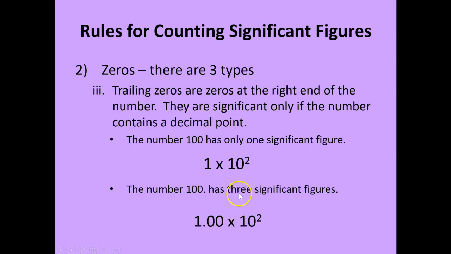What's the difference between them, really? They're both 100, right? But in the first case, we're saying we know it's 100 versus 0 or 200, whereas in the second case, we're saying we know it's 100 versus 101 or 99. So the number of significant digits is telling us the precision to which we know that number.